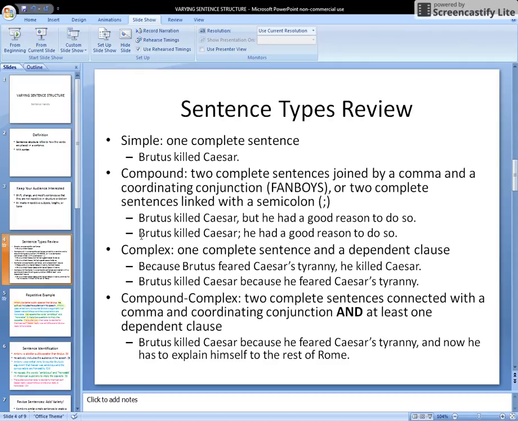You also have Brutus killed Caesar, semicolon, he had a good reason to do so. Notice that what comes after the semicolon is not capitalized. You will only capitalize it if it is a proper noun or a proper adjective.